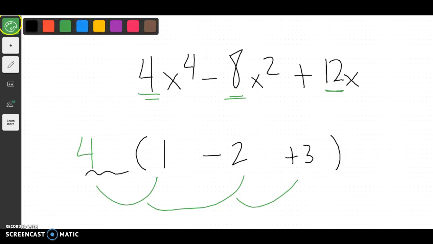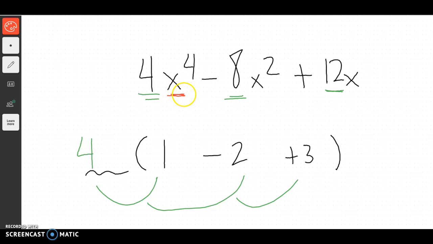Now I'm going to look at these x's. Well, it looks like I could have multiplied everything by a single x and been fine. And that would have left only 1 x on the inside here. And then no x's on the inside over here.